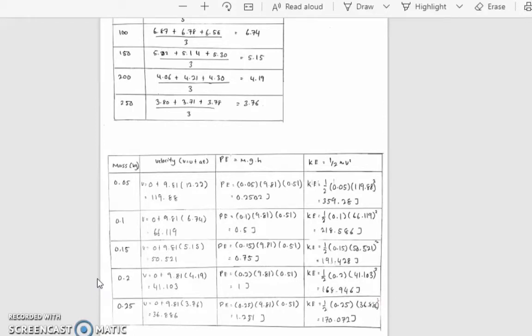Next is potential energy. The formula for potential energy is PE equal to mass times gravity times height. The height given is 51 cm, but after we convert, we get 0.51 meter. So we apply this formula to get the potential energy.